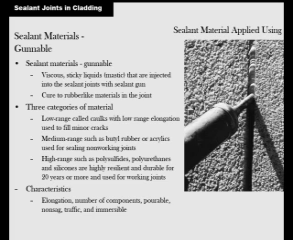Medium range, such as butyl rubber or acrylics, are used for sealing non-working joints. So if the joint's not going to move, they'll use that because it doesn't expand and contract as much. And then high range, such as polysulfides, polyurethanes, and silicones, are highly resilient and durable for 20 years or more and used for working joints. So if a joint's going to move around, expand and contract, they'll put that in there because it will stick with it and stick to the edges.